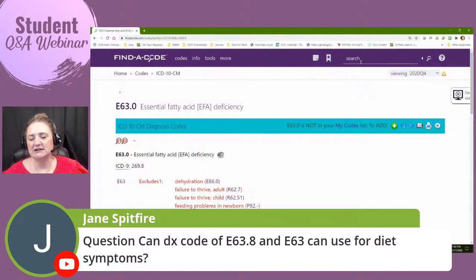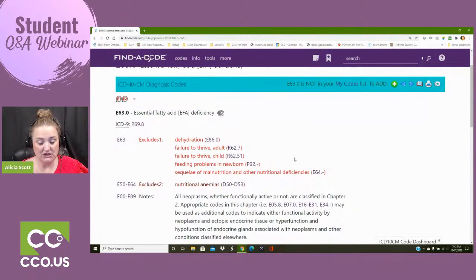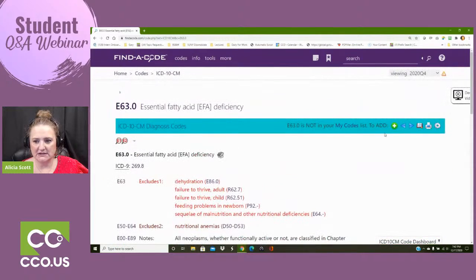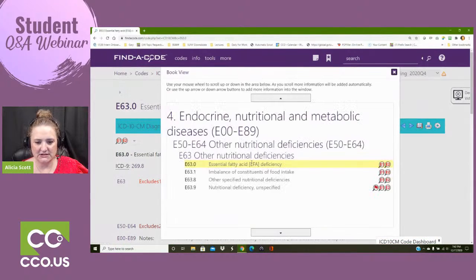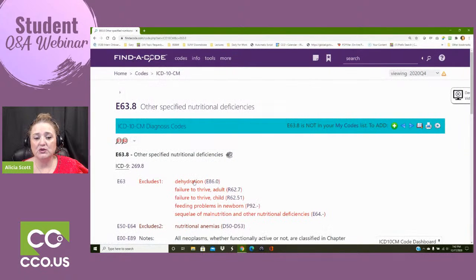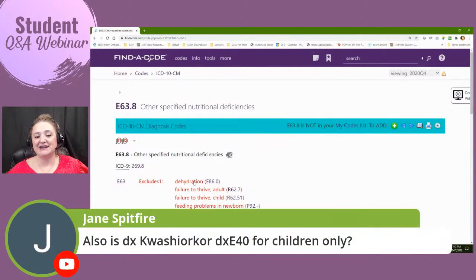So the question was, can you code E63.8 and E63? Okay. So let's see if it says we can't, because sometimes it'll tell you, don't code these together. So this is a specific type of deficiency. And let's go look real quick at E63.8, other specified nutritional deficiency. Yeah, you can code those together. It's just like diabetes. You could have multiple types of comorbidities with diabetes. So other stands for, there isn't a code for it yet, so it could be applicable to do both.